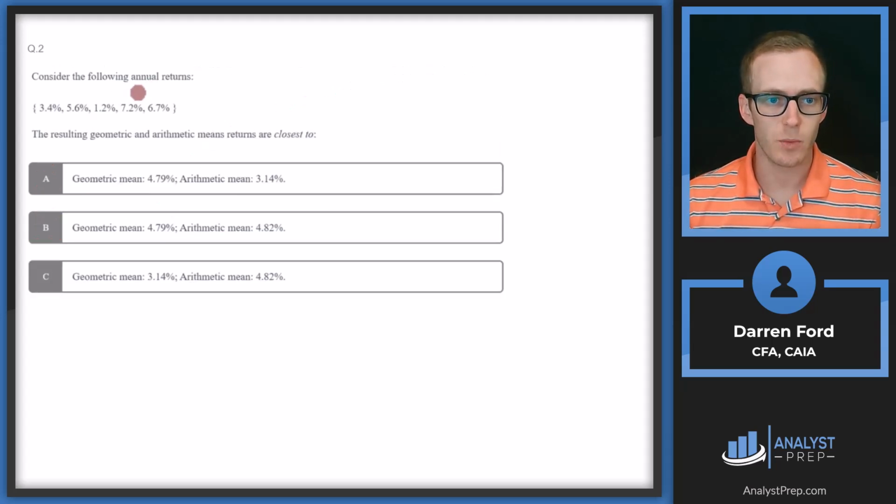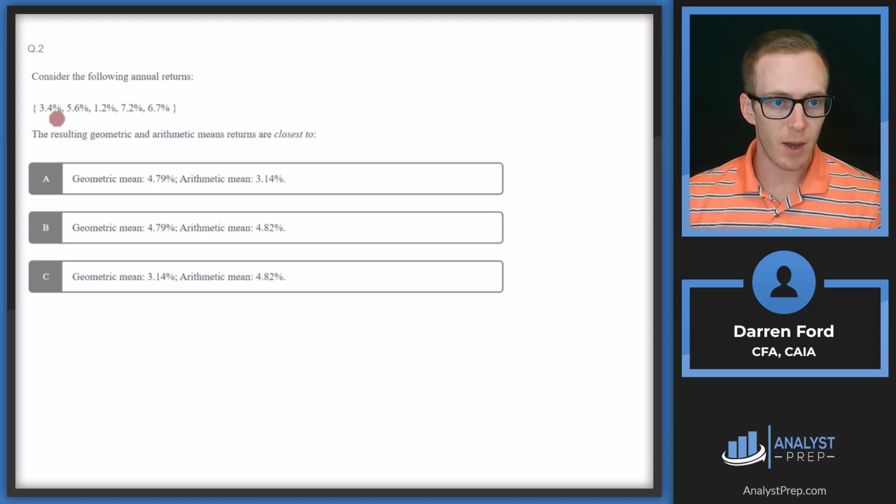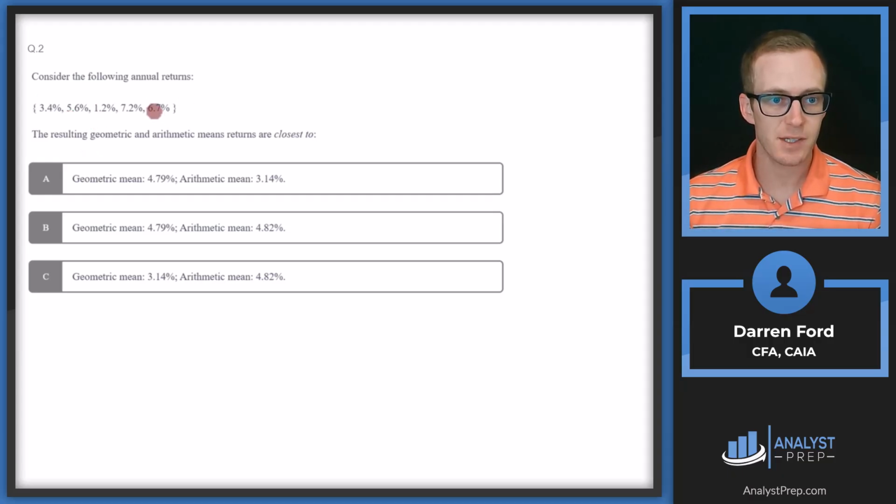Consider the following annual returns. And we've got 1, 2, 3, 4, 5 return streams here, all of them positive. The resulting geometric and arithmetic mean returns are closest to. So we're going to be doing two calculations here. We need to calculate geometric mean and arithmetic mean.